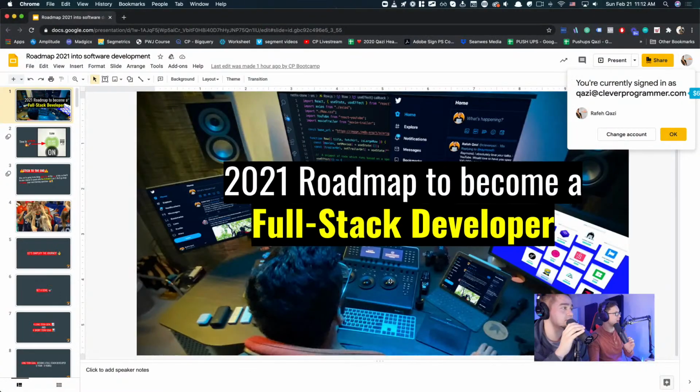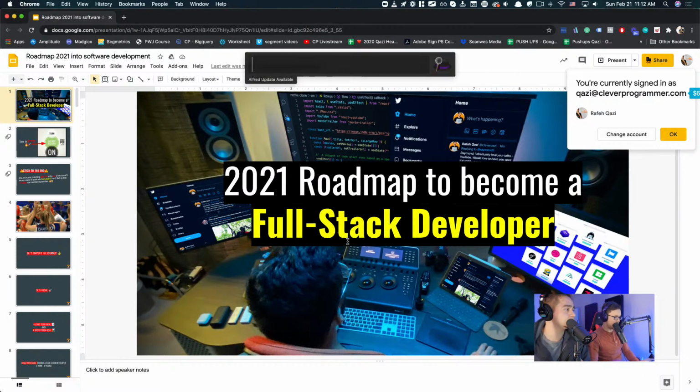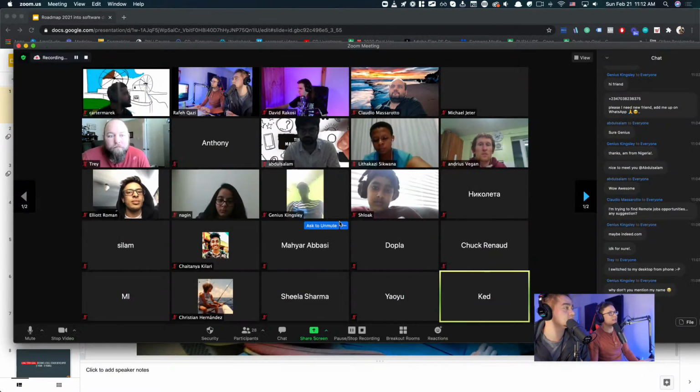Today we are chatting about the 2021 roadmap to become a full stack developer. This is your full stack developer 2021 roadmap. Stick around, because at the end of this roadmap we will have a special surprise for you to check out, which will actually help you on becoming a full stack developer. It is not only us, we also have amazing people like these right here.